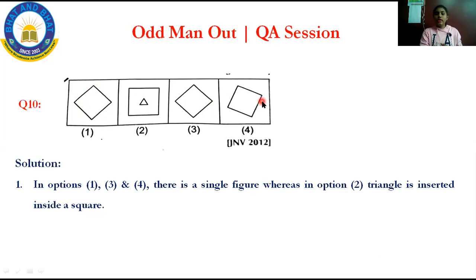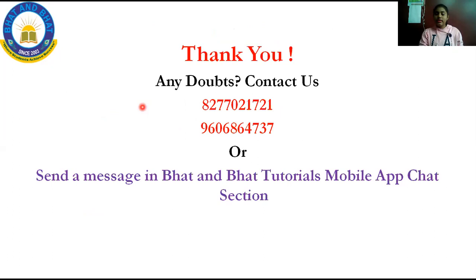Option 2. Okay, whereas option 1, option 3, option 4 have a single figure, in option 2 the triangle is inside the square. That's also why option 2 is the correct answer. This is how you have to answer.